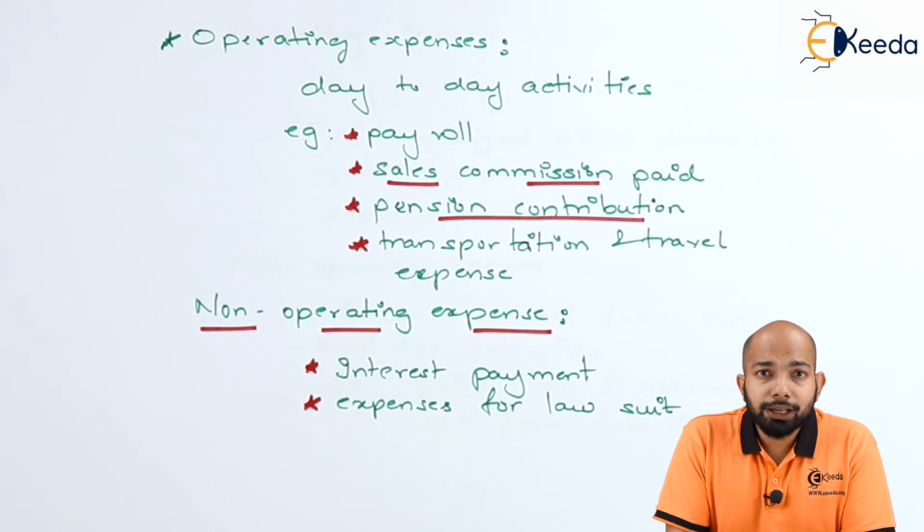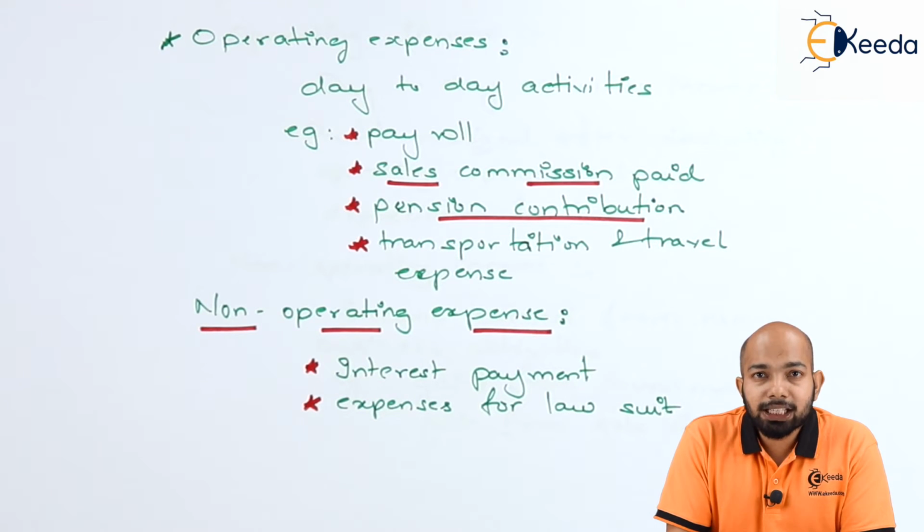Two examples have been shared here: interest payment and expenses related to any lawsuit. Interest is something that you pay. So if you have capital funding, if you have investment from other lenders, or they have invested in your company, you give out interest to them. If they have given you loan, you give out interest to them. So the interest that has been paid is not your actual activity, is not your business. Hence, it is termed as non-operating expense.